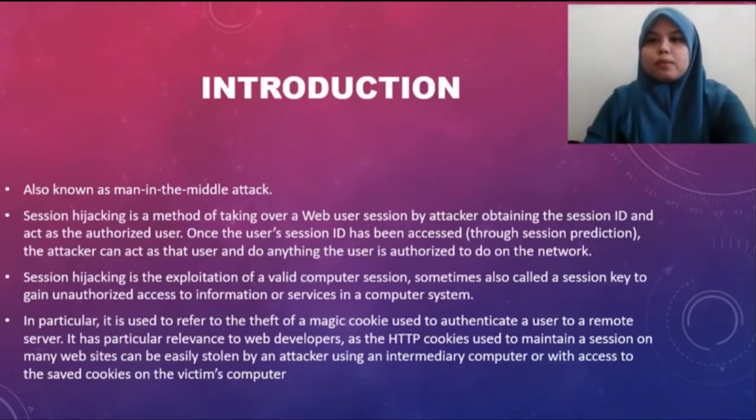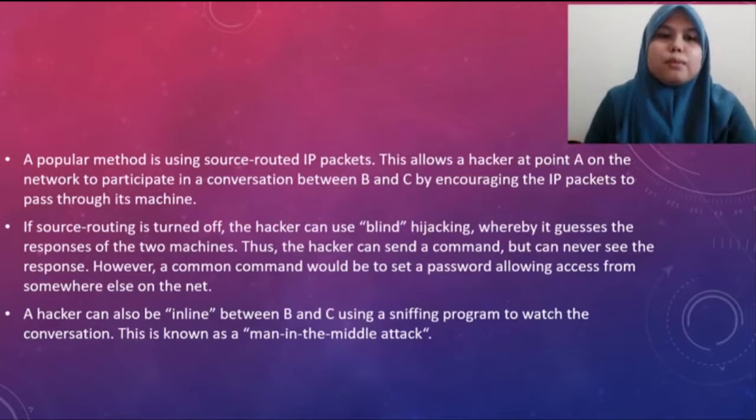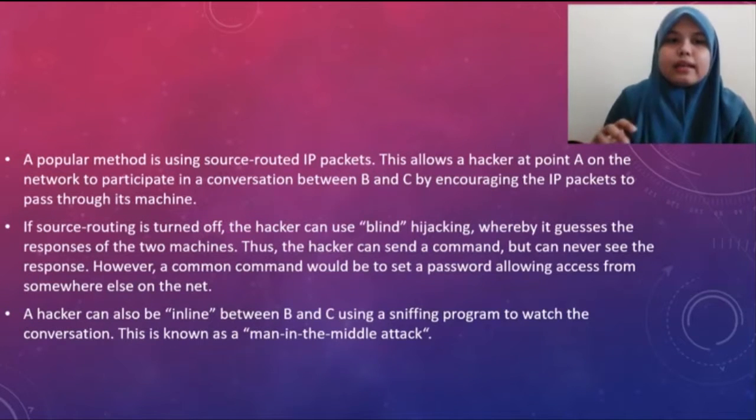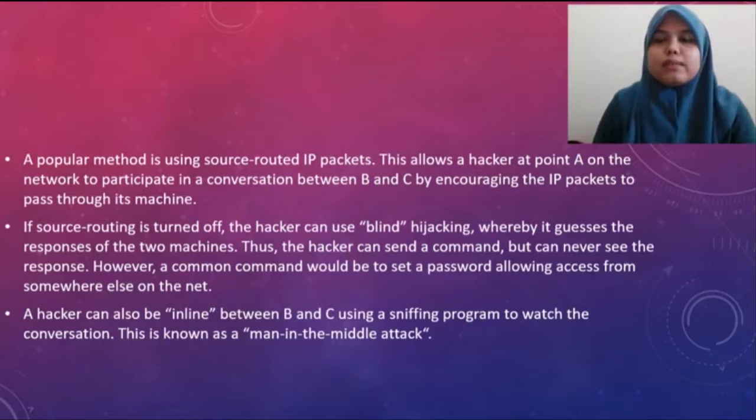A popular method is using source routed IP packets. This allows a hacker at point A on a network to participate in the conversation between B and C by encouraging the IP packets to pass through its machine. If source routing is turned off, the hacker can use blind hijacking, whereby it guesses the responses of the two machines. Thus, the hacker can send a command, but can never see the response. However, a common command would be to set a password, allowing access from somewhere else on the net.